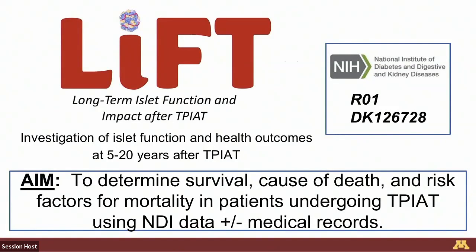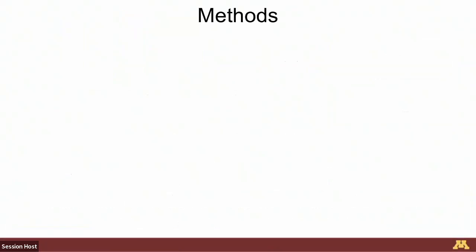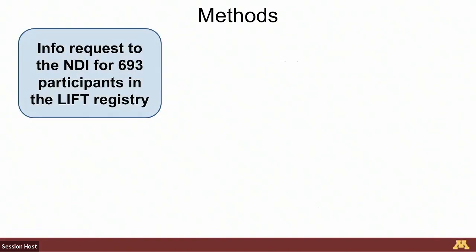Unfortunately, these studies are performed over a pretty short duration. So what the university wanted to do was take a look at these longer term outcomes. So the TPIAT team decided to start the LIFT study this year to take a look at those long-term health outcomes, which includes risk factors for mortality and causes of death. So the goal of this abstract is to determine the survival, cause of death, and risk factors for mortality in patients undergoing TPIAT. The way we went about this was by reaching out to the National Death Index.